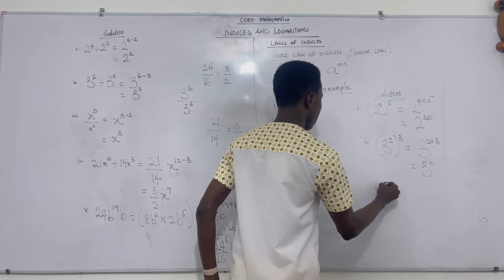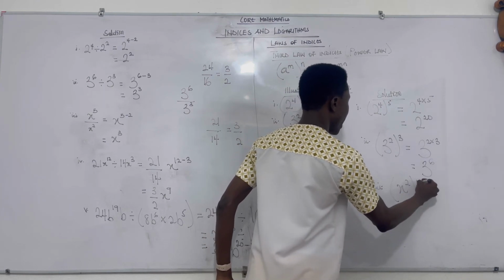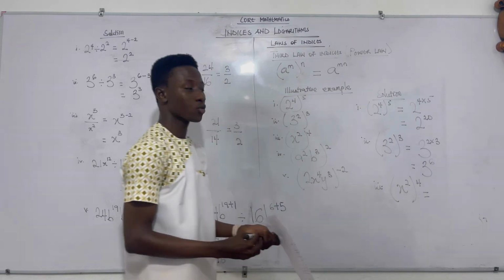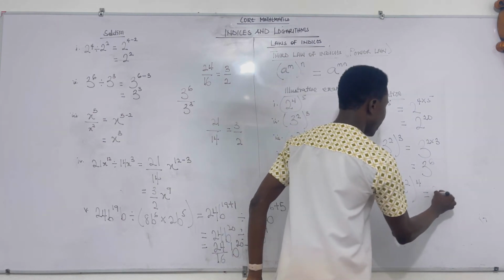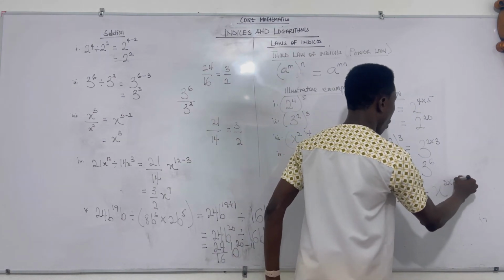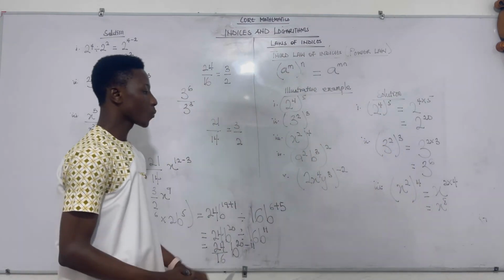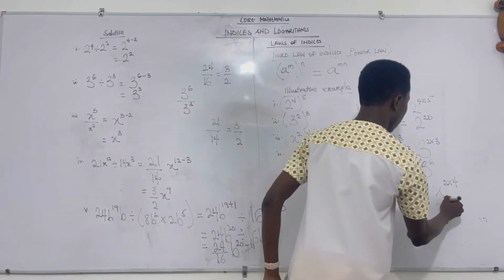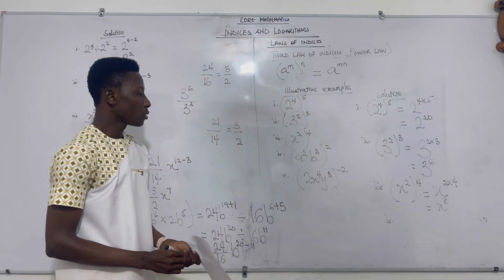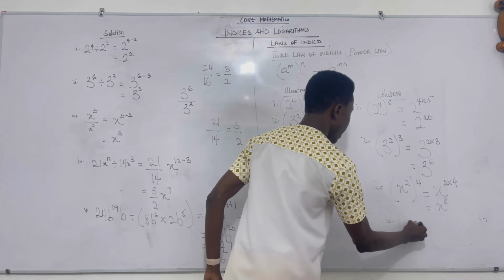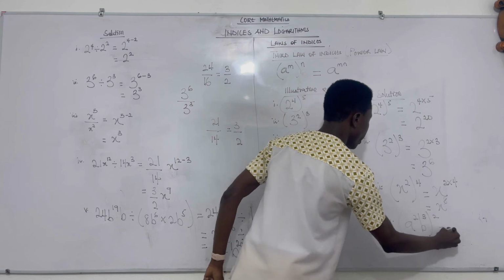III. You have x exponent 2, then exponent 4. What's your value as well? So I guess you would have x exponent 2 times 4, which is x exponent 8. Okay. IV. So you have a exponent 2, b exponent 3, all squared. Okay?